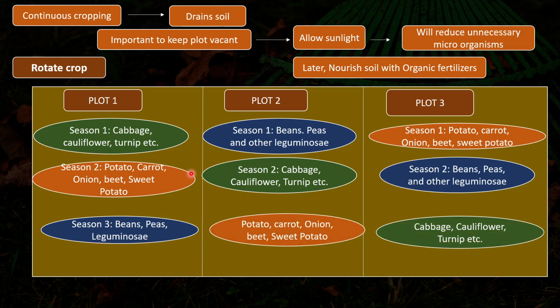So see, what happens is that, if we take this plot as an example, in the first season you grew leguminous plants. So what do leguminous plants do? They are nitrogen fixing plants, so they will fix nitrogen and the soil will be rich in nitrogen. By the time you remove the plants, the soil will be rich in nitrogen.